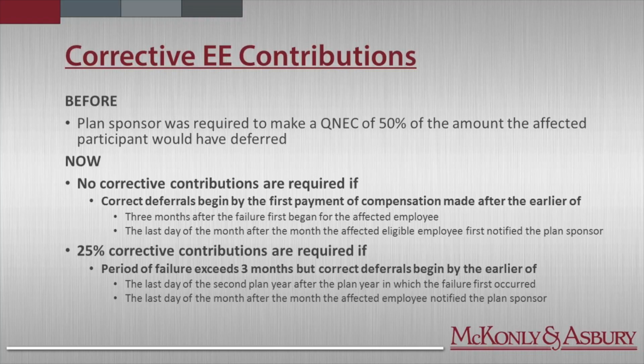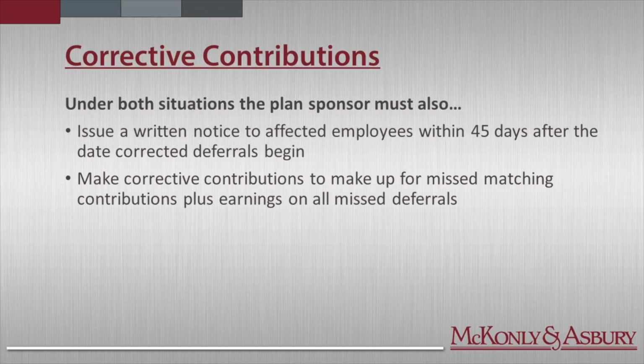So that refers to the employee contribution, but then there are two other requirements. One is that a written notice is sent to the affected employees within 45 days after the correction was made. And then second, similar to missing out on the opportunity before, since they missed out on the opportunity, they also missed out on the match or any profit share that they would have had had they made that deferral. So this requires the employer to make a contribution of that matching plus any earnings that would have happened between the time it should have been deferred and the time it was corrected.